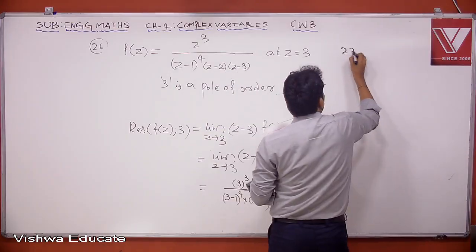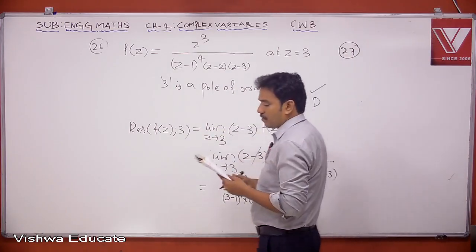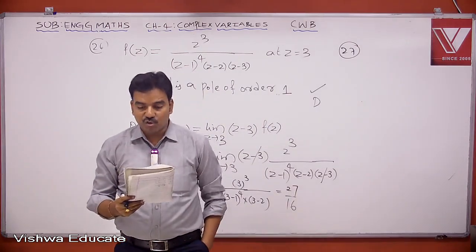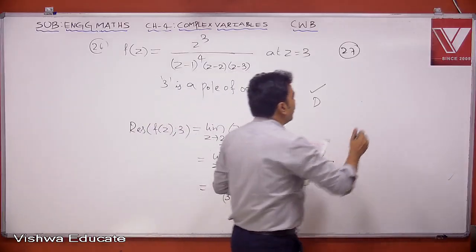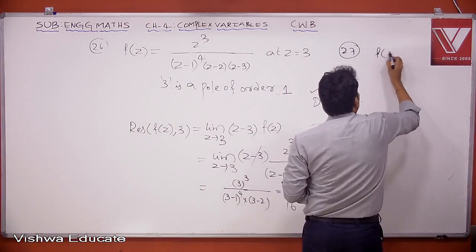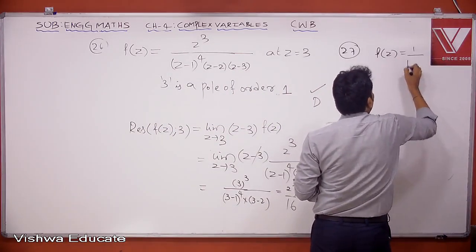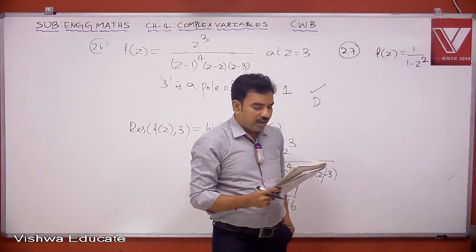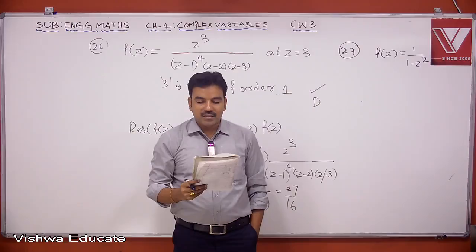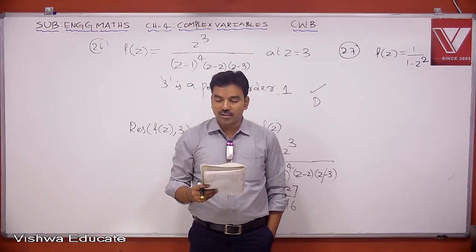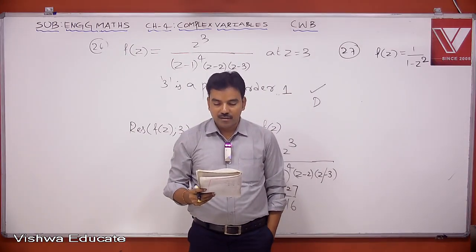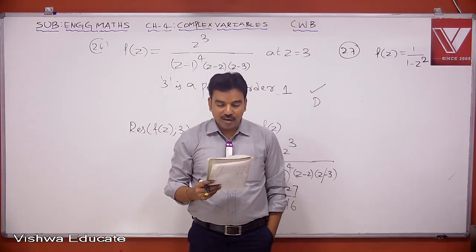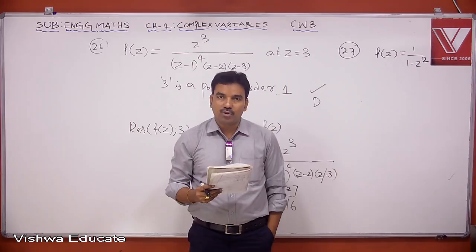To question number 27. Let f of z equal to 1 by (1 minus z square). The coefficient of 1 by (z minus 1) in the Laurent series expansion of f of z about z equal to 1 is. So the coefficient of 1 by (z minus 1) in the Laurent series expansion of f of z about z equal to 1.